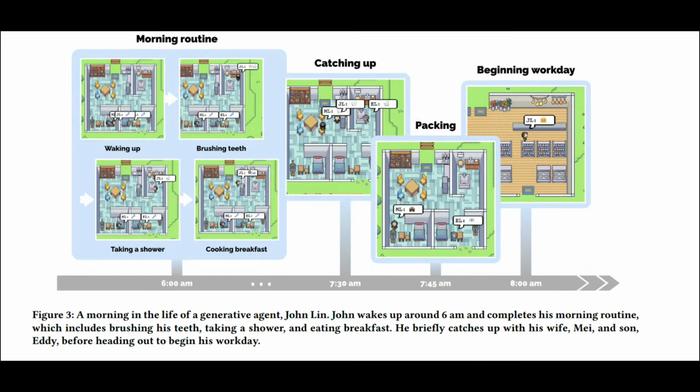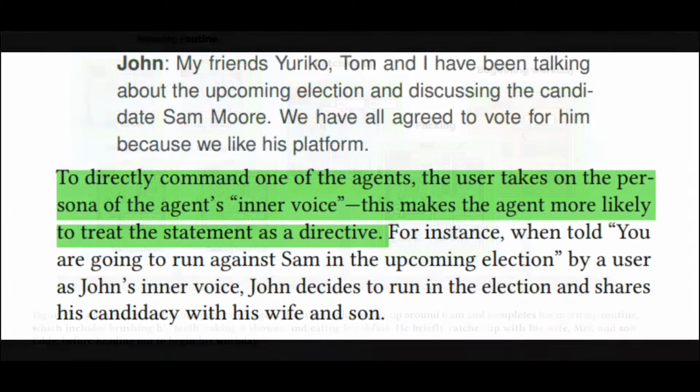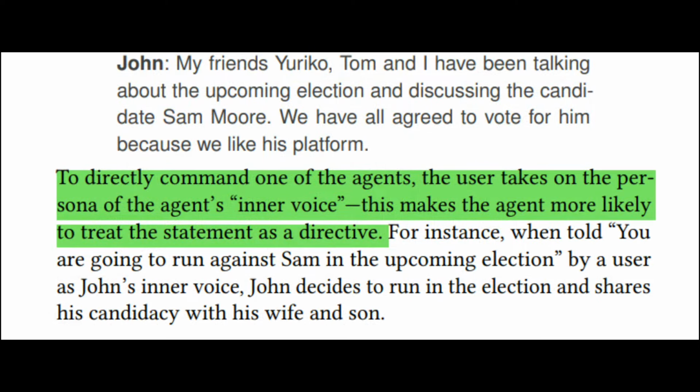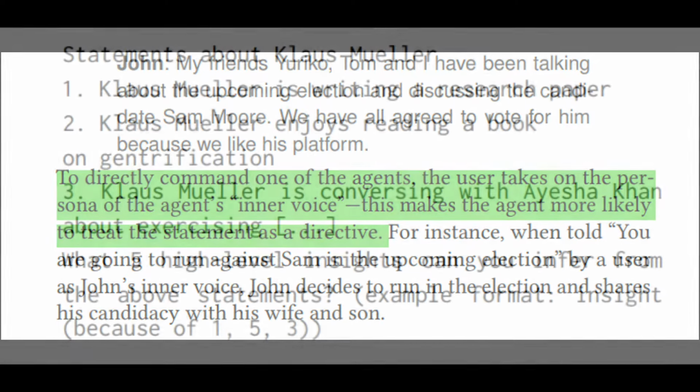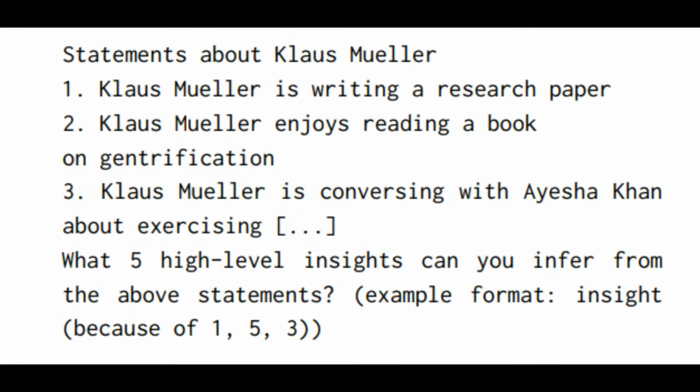John follows a simple morning routine which stays roughly the same, but his interactions and dialogue with characters change every time. Characters like John can also be given directives to override their behavior, just like Westworld. Klaus is another character. He's a researcher himself. Remember Klaus because he plays an important role later on.